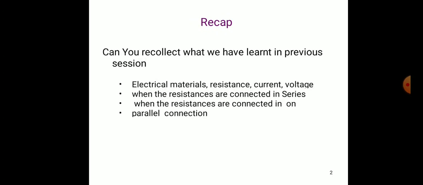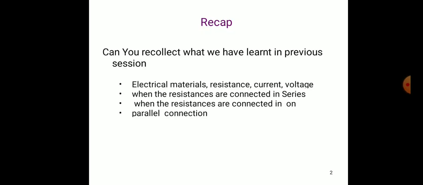What we discussed in the last class: we discussed the different types of electrical materials, and resistance, current and voltage. What are the different materials? Generally, we discussed the insulator, conductor, and the semiconductor. The property of resistance, the definition of resistance, and the units of resistance we discussed, and about the current. What is the current?